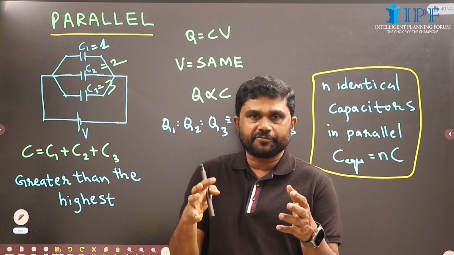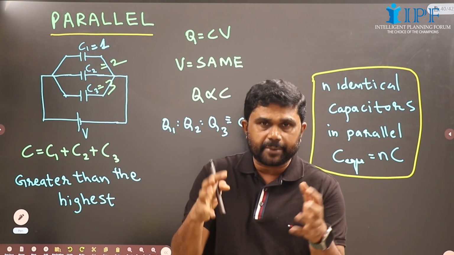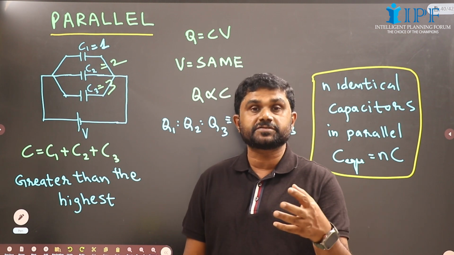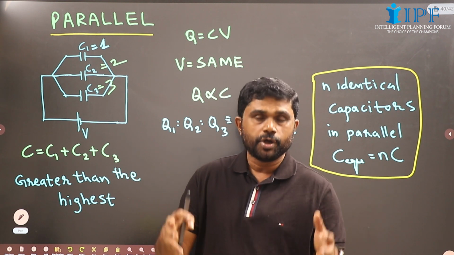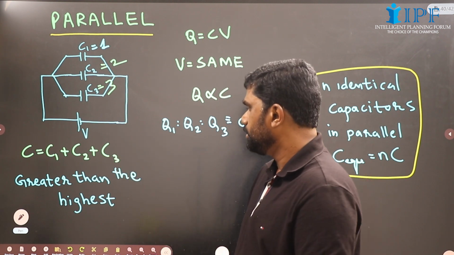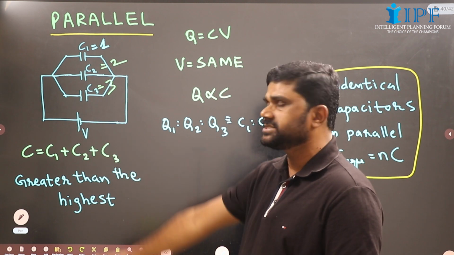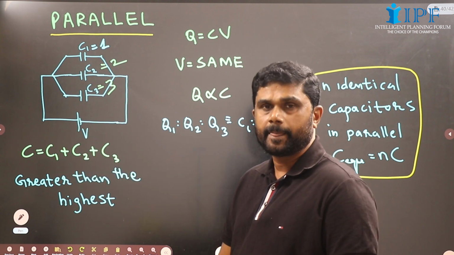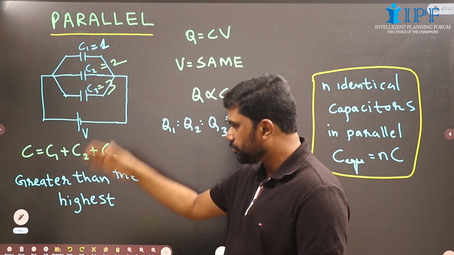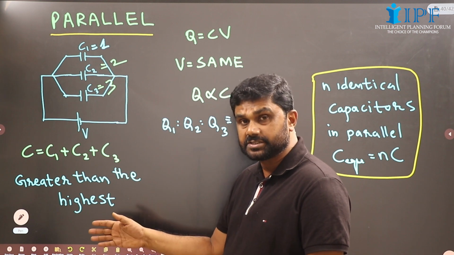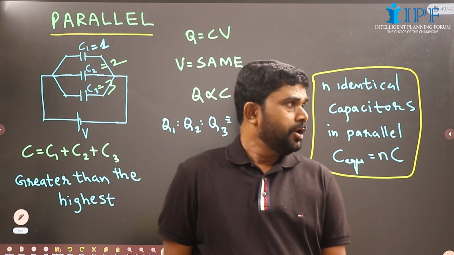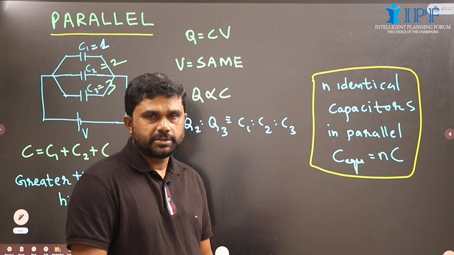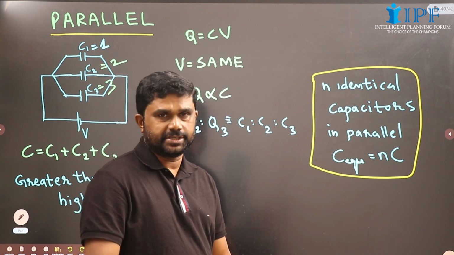I have told you, capacitance is the charge storing capacity. So, if the capacitance is more, it will be capable of storing more charge and it will draw more charge from the given source. Here the effective capacitance is the sum of the individual capacitances. So it will be greater than the highest value. Here we have 1 microfarad, 2 microfarad and 3 microfarad. Effective capacitance will be more than 3. Now suppose N identical capacitors each equal to C are connected in parallel. The effective capacitance will be NC.